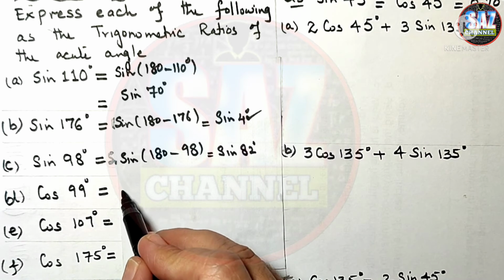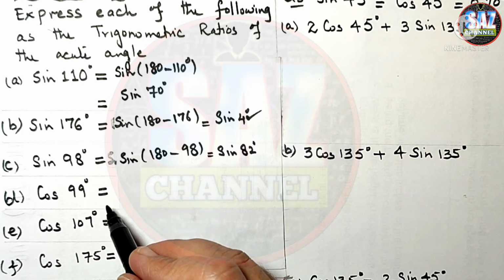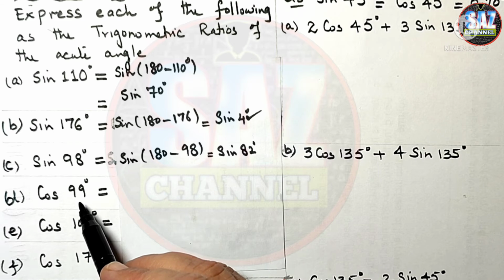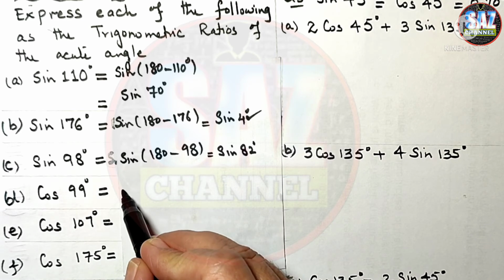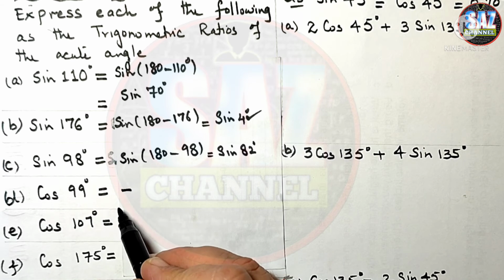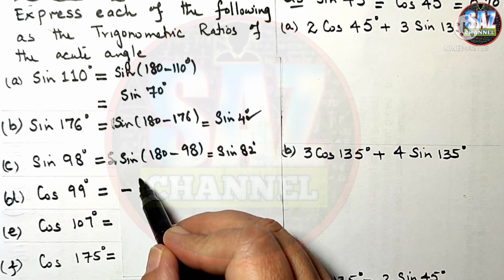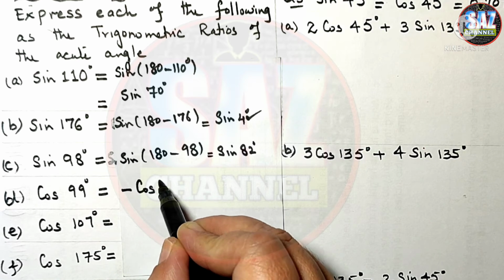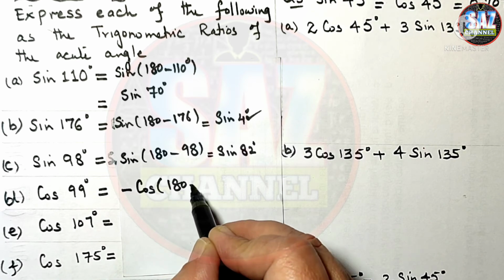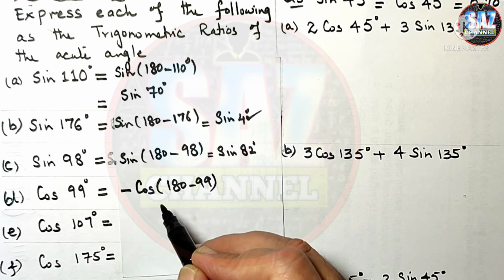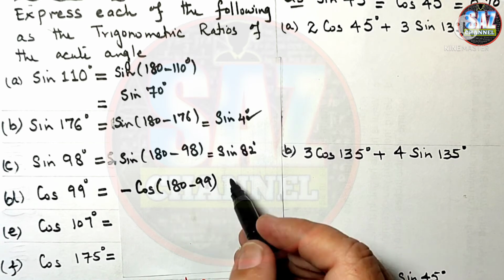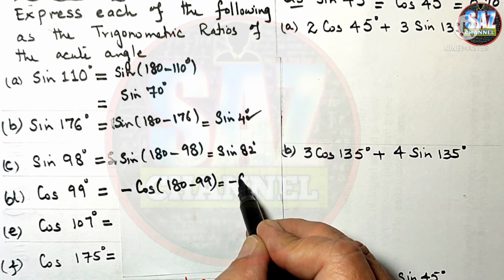Now cos 99. Look, 99 is greater than 90. It means the terminal arm is in the second quadrant. So we know that in the second quadrant the trigonometric ratio cos will be negative. So it will be equal to minus cos of 180 minus 99, and this is minus cos 81 degrees.